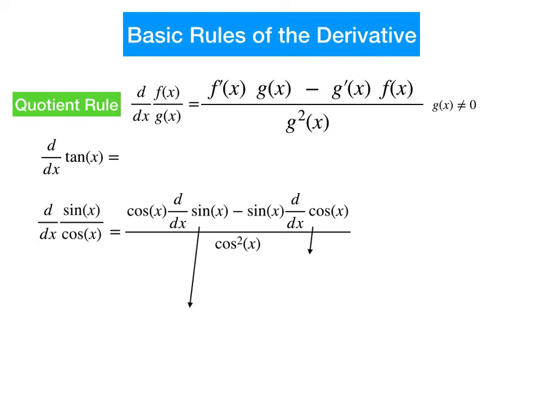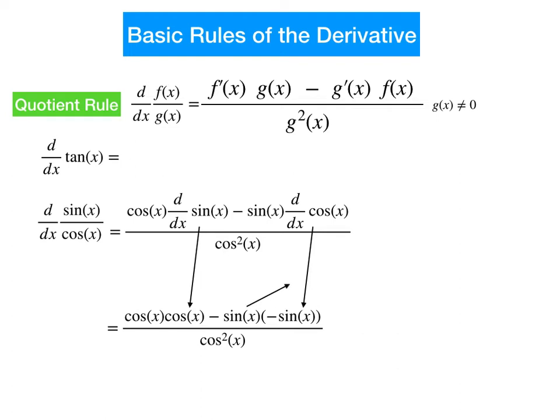So the derivative of sine of x is cosine of x. The derivative of cosine of x is negative sine of x. Putting everything together, you will have cosine of x times cosine of x minus sine of x times negative sine of x, divided by cosine squared of x. So you see that minus and minus will give you a plus. So you would have cosine squared plus sine squared, and this is one of the trig identities, which will give you 1. So you can simplify the numerator into 1 to get the next result, 1 over cosine squared of x.